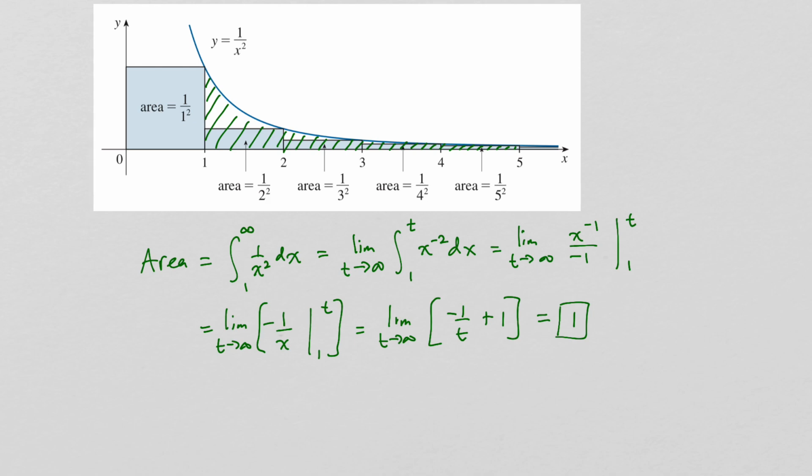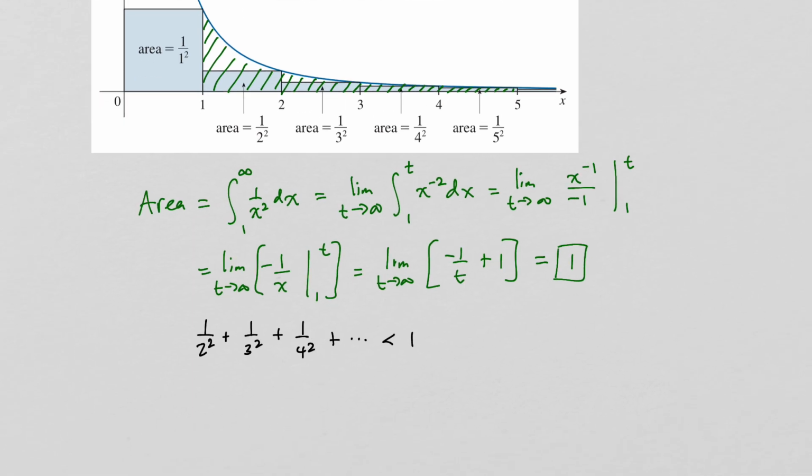We also know that if we add up all of the rectangles starting here, the sum of the areas of all of these rectangles is less than the area under the curve. So what I'm saying is 1 over 2 squared plus 1 over 3 squared plus 1 over 4 squared, etc., is definitely less than 1. And so if I add 1 to both sides, we have the sum n equals 1 to infinity of 1 over n squared is less than 2.